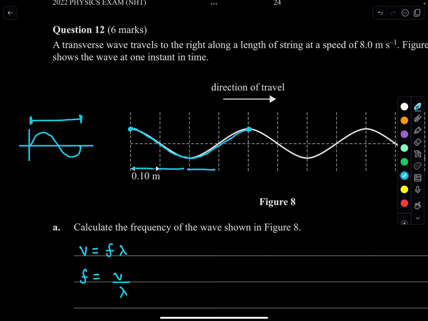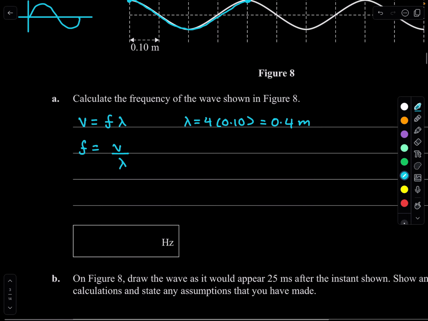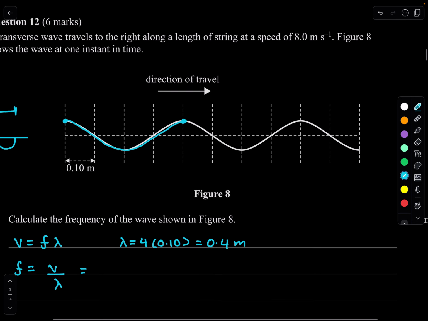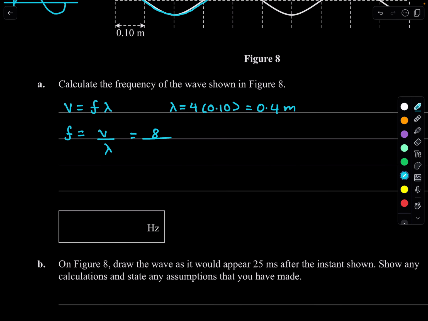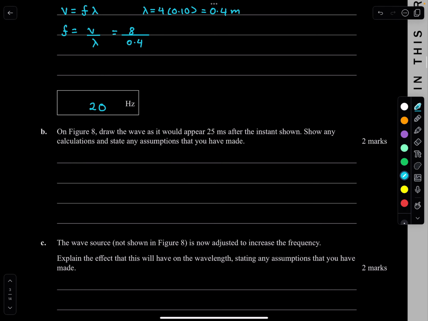And so that's going to give us our wavelength, which is basically how much? 1, 2, 3, and 4. 4 times your 0.10, which is 0.4 meters. Done. And so we just sub it all in here. So what was the velocity? 8 meters per second. So 8 all divided by 0.4. And that's going to give me 20 hertz. Done.